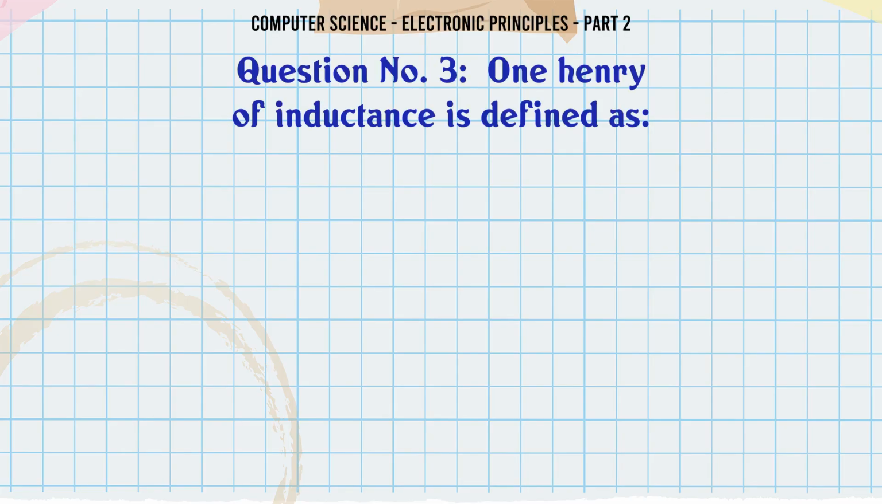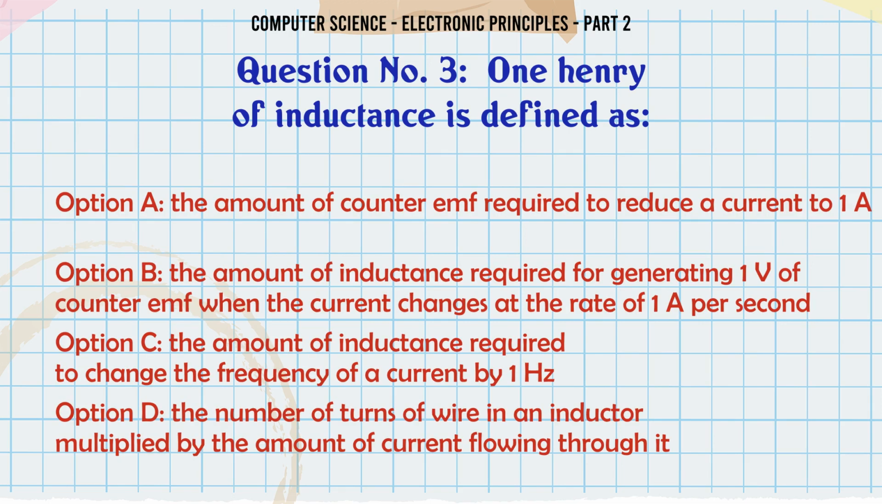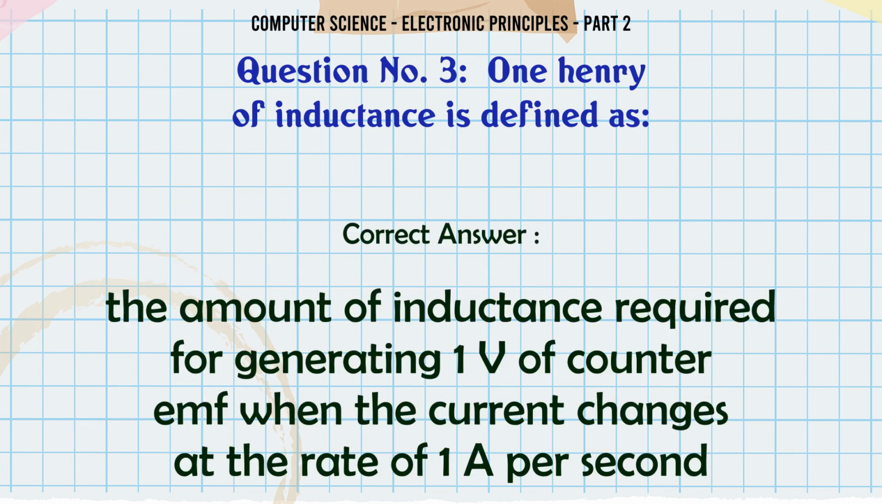1 Henry of inductance is defined as A. The amount of counter-emf required to reduce a current to 1 A. B. The amount of inductance required for generating 1 V of counter-emf when the current changes at the rate of 1 A per second. C. The amount of inductance required to change the frequency of a current by 1 Hz. D. The number of turns of wire in an inductor multiplied by the amount of current flowing through it. The correct answer is the amount of inductance required for generating 1 V of counter-emf when the current changes at the rate of 1 A per second.